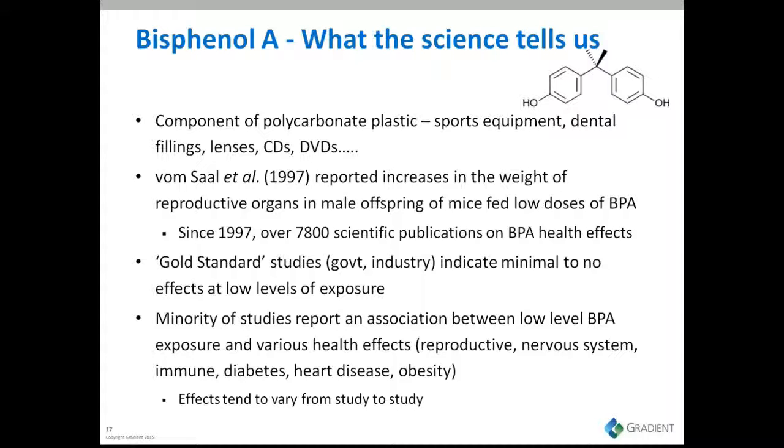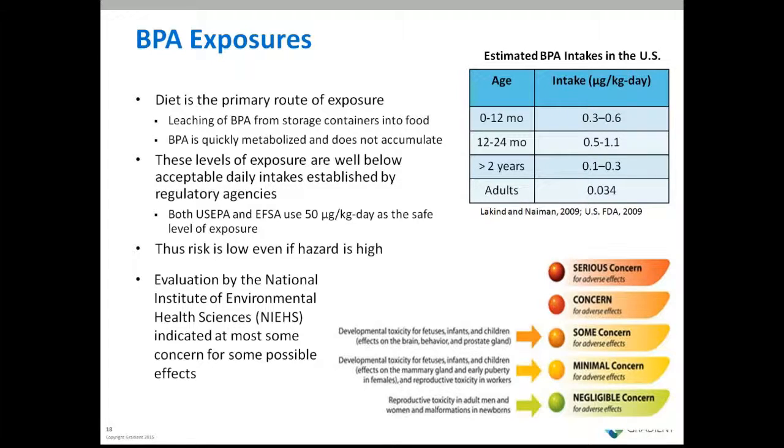It's also important to note that diet is the primary route of exposure to BPA, largely because BPA migrates from storage containers into food. It's also important to note, though, that BPA is quickly metabolized and doesn't accumulate in the body. So pretty much what you get in a given day, you eliminate in that day. So there's no long-term buildup, which is certainly something you would be concerned about if it occurred.